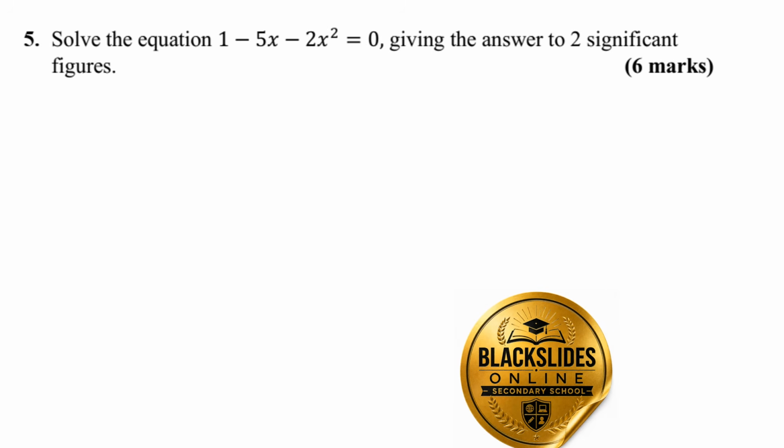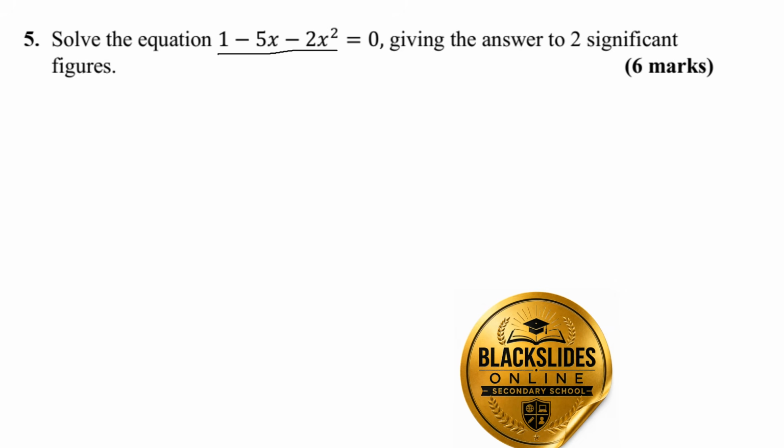Question number 5. Solve the equation 1 minus 2x minus 2x squared is equal to 0, giving your answer to two significant figures. This is a quadratic equation in which the final answer must be in a decimal form.